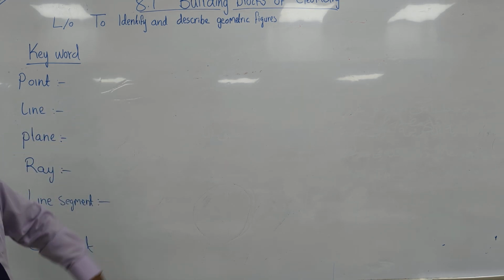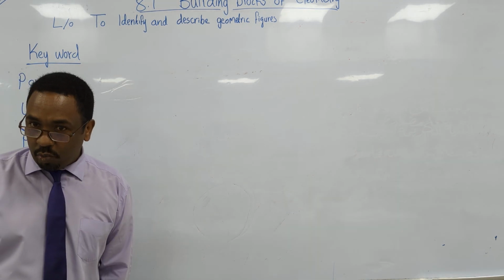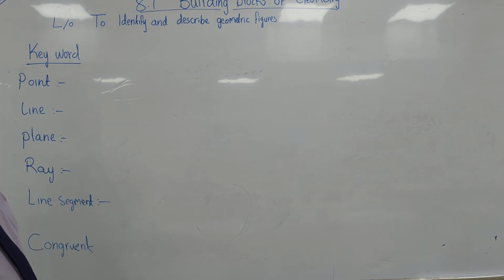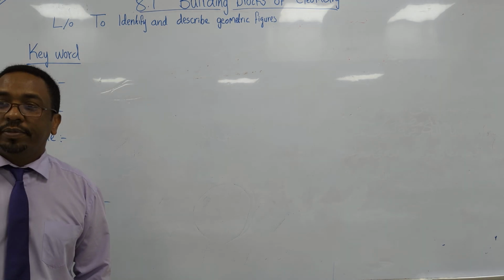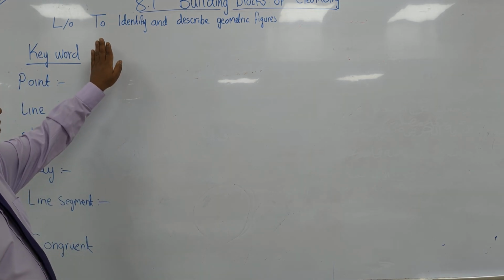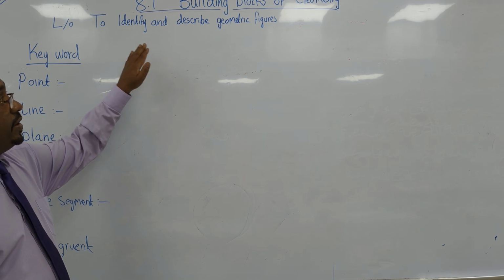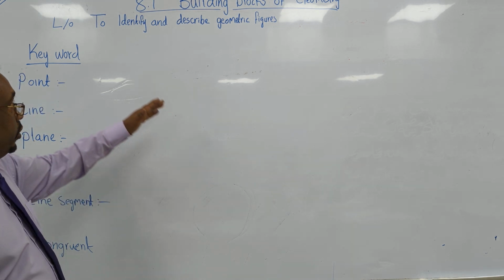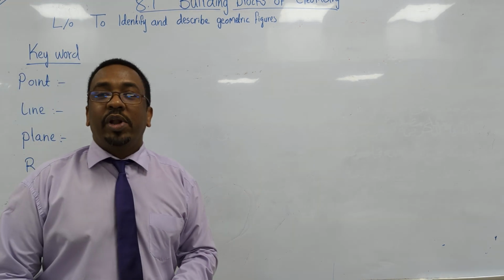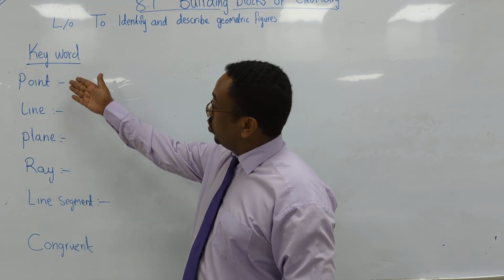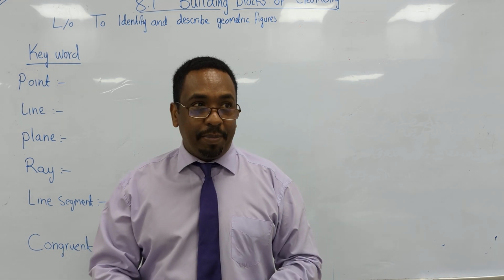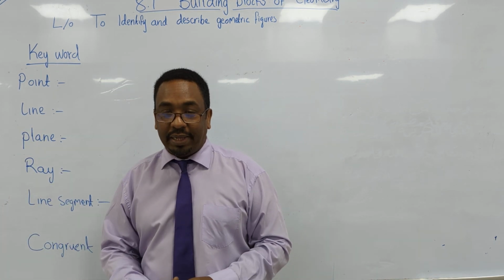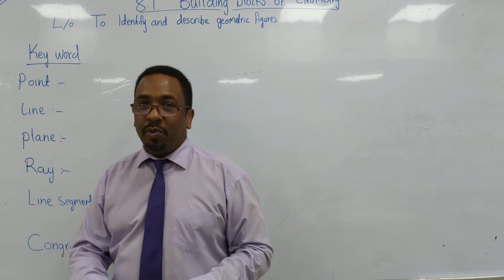Today we are learning chapter 8, lesson 1. This is building blocks of geometry. The learning objective is to identify and describe geometric figures. Those are the key words that we will learn today, and I want you to try to memorize and remember what each word means. So let's explain one by one.